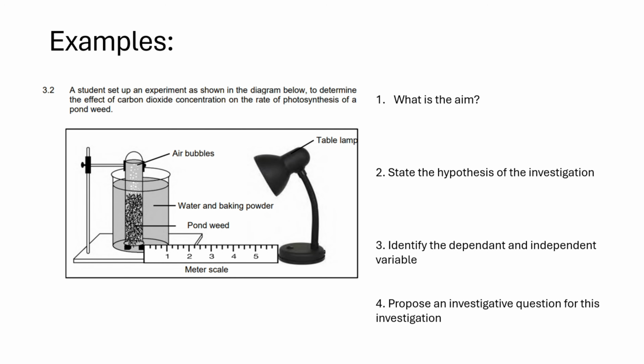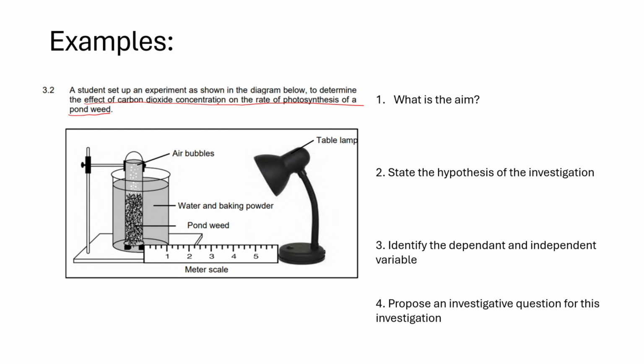For example, in this investigation, they say a student set up an experiment as shown in the diagram below to determine the effect of carbon dioxide concentration on the rates of photosynthesis of a pond weed. This is known as the aim of an investigation. It usually goes like we are determining an effect of something on something. In this case, this is determining the effect of carbon dioxide concentration on the rates of photosynthesis.